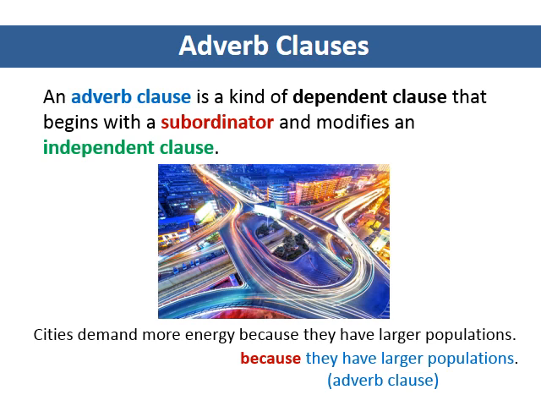In this sentence, the adverb clause is because they have larger populations. We know this is the adverb clause because it begins with the subordinator, because. Note how an adverb clause needs to be attached to a main clause or independent clause, which has its own subject and verb. Without the independent clause, this adverb clause would be an incomplete sentence because it needs more information to express a complete idea.